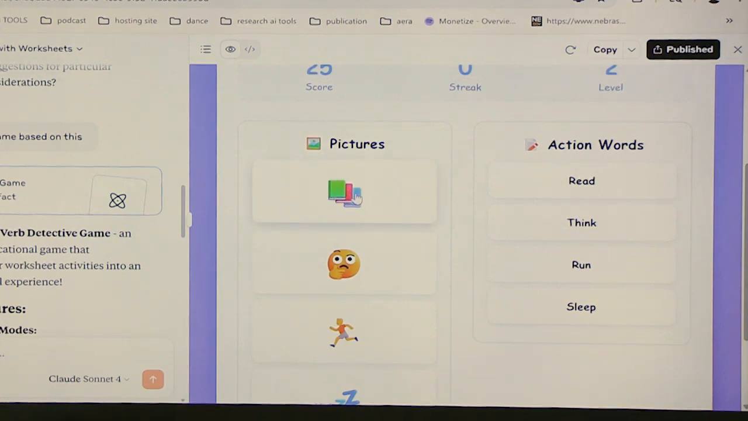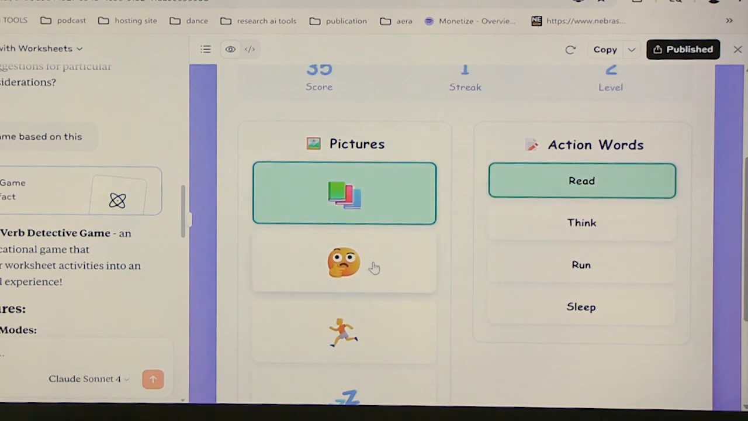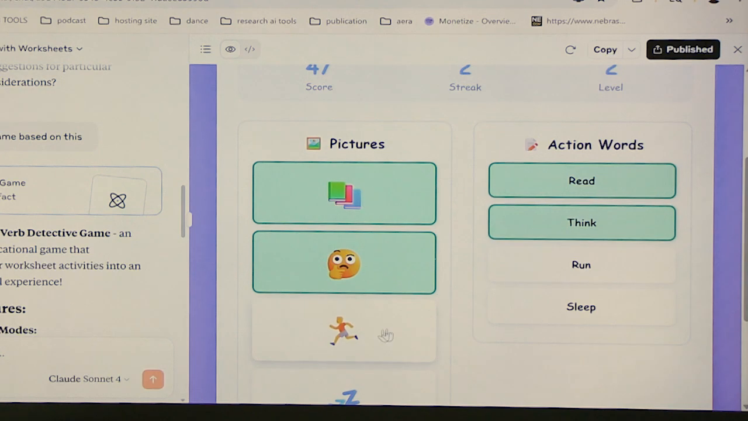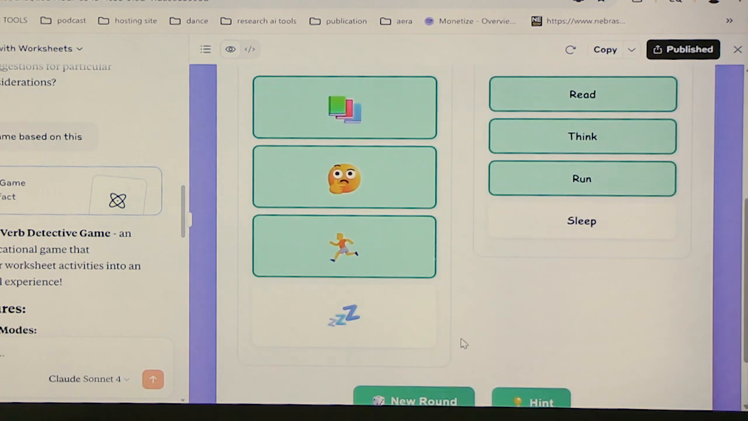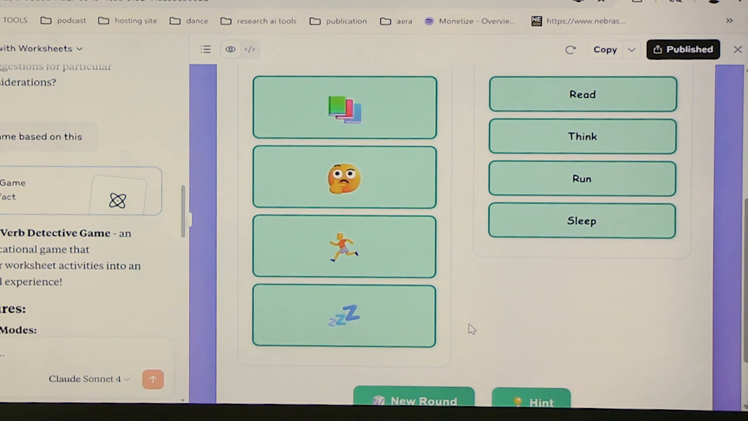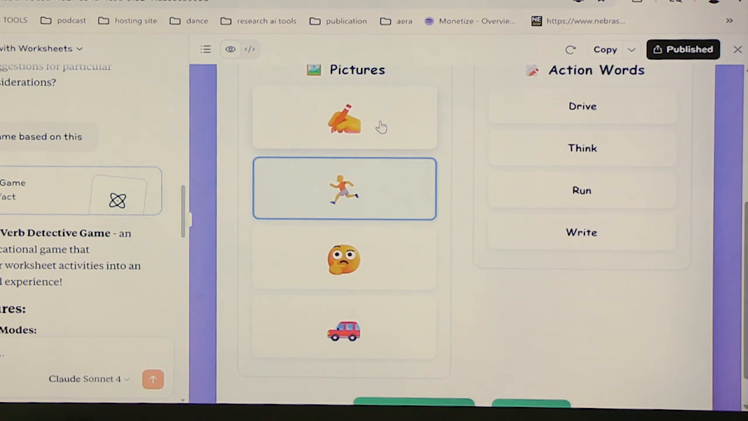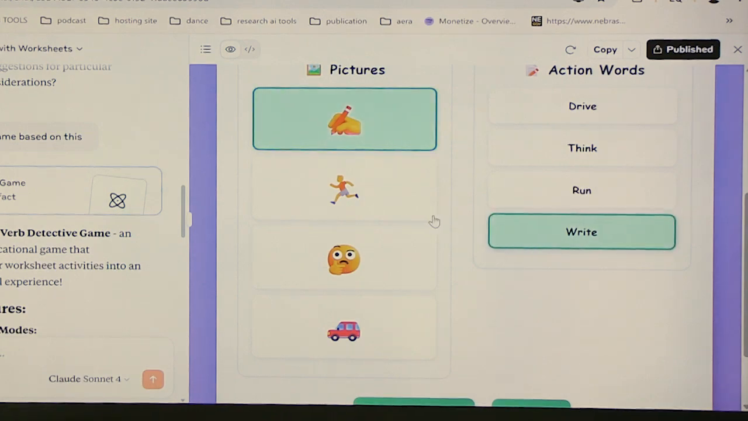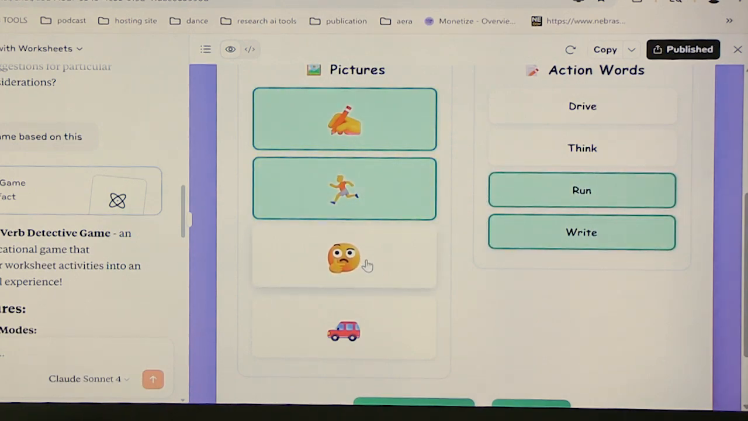Okay, so this is kind of a picture of a book. So what do you do with a book? You read. And here, I think this guy is thinking. I hope he's thinking. But you can see that it's arranged them in line. Yes. And let's see a new round will appear. Yes. And this one, it's mixed up. So it's not always working the same way. Okay.